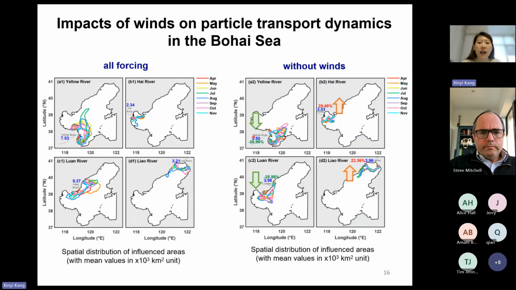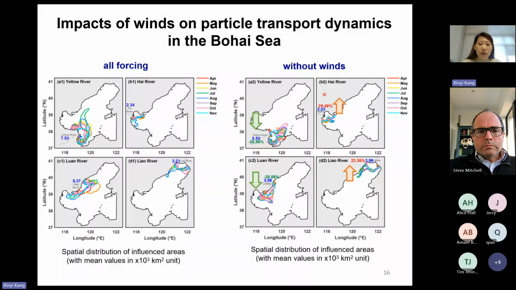And correspondingly, the particle influence areas decreased. For the particles from the Luan River, we could see a spatial change in the particle-influenced areas. Normally, they have more influence areas in the Central Basin. However, without winds, they more likely travel to parts of the Bohai Bay, and correspondingly, the influence areas also decreased.